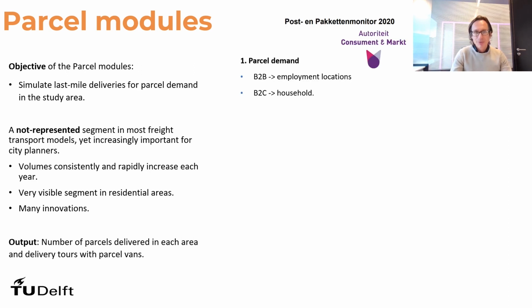The first step is to calculate the parcel demand. The parcel demand we calculate for both the business to business and the business to consumer segments. We know the total size of the business to business market in the Netherlands, and from this we know the average number of parcels that are to be delivered for each place of employment. The same goes for households. And by applying these rates to all the employment and population in the zones, we know the total number of parcels that have to be delivered. This is the first part.